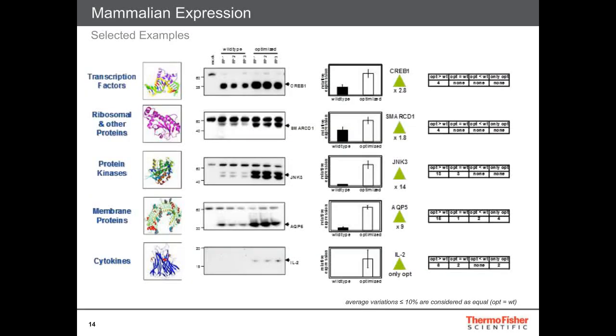And then we transfected those wild-type and optimized genes in triplicates into HEK293 cells and compared their expression levels via Western blot analysis.